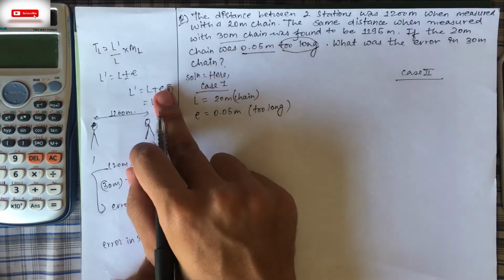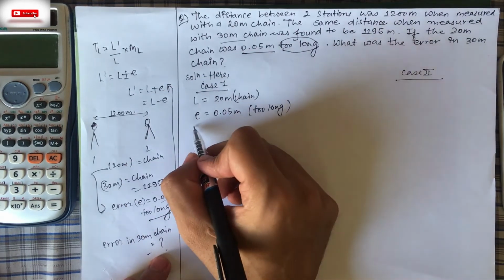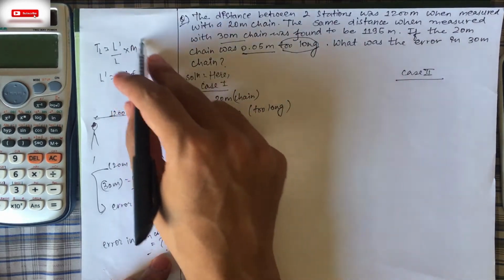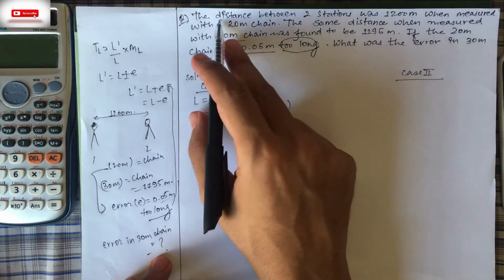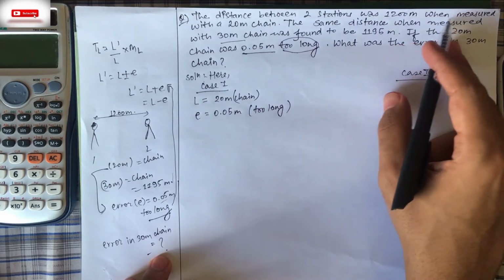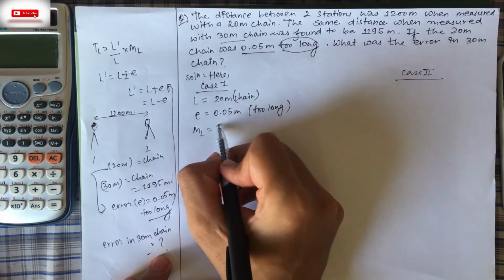Too long means we'll use this formula, L plus E. And now we need ML. ML will be the distance between two stations, which was 1200 meter. Okay, ML will be our 1200.